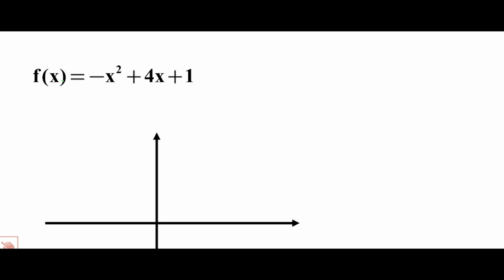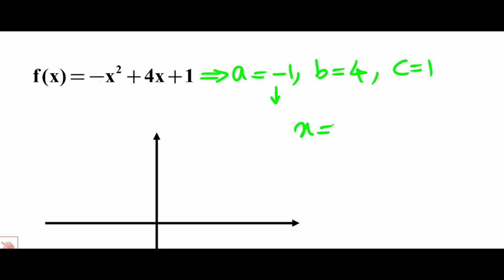Now consider f(x) = -x² + 4x + 1. Here a is -1, b is 4, and c is 1. Since a is negative, the parabola opens downward, right? Let's find the x-coordinate of the vertex. x = -b/2a. So we have -4 over 2a, which is -2, so x equals positive 2, right?